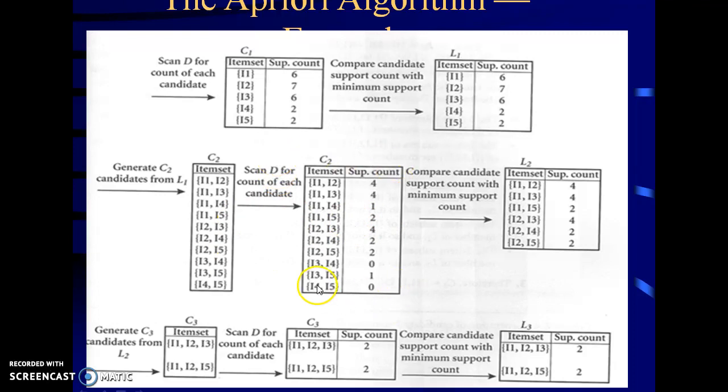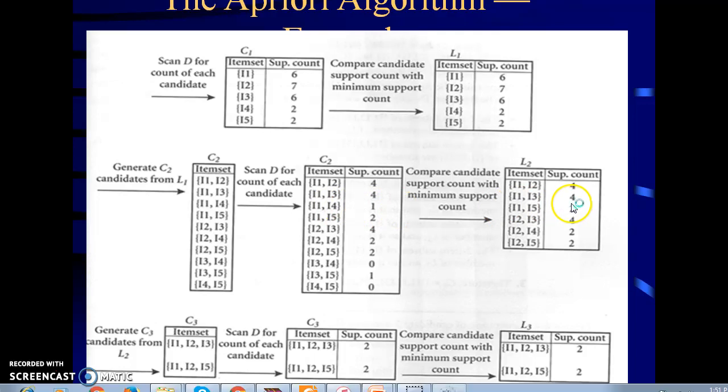Once C2 is prepared, then you have to compare it with the, in the previous step I forgot to tell that, you have to compare this candidate support count with a minimum support threshold. So here the minimum support threshold is 2. Whatever is below 2 will be ignored or deleted. See, I1 and I4 had a support count of 1, so this has not been reflected in the further table of L2.